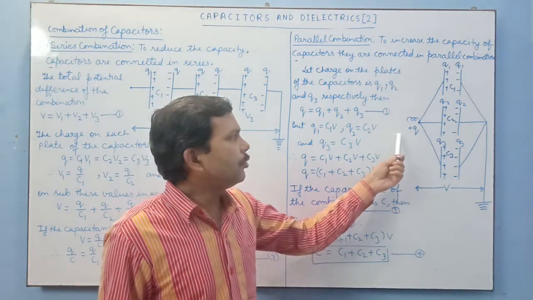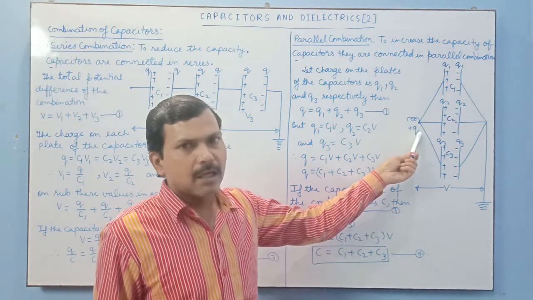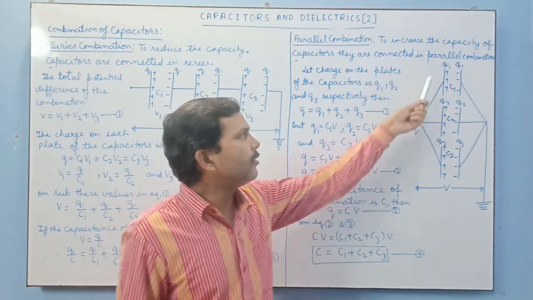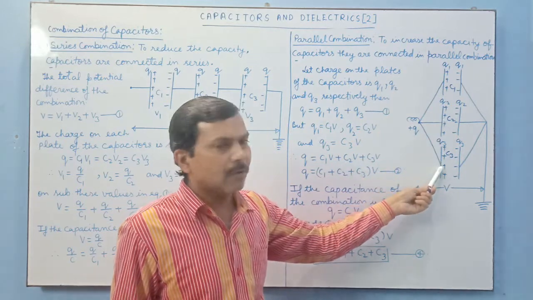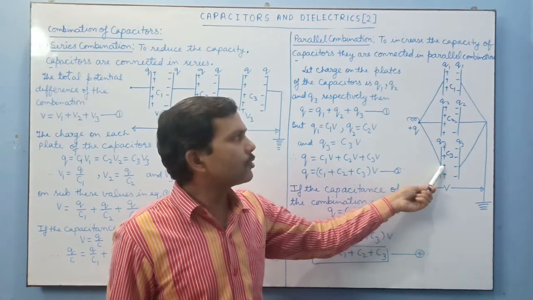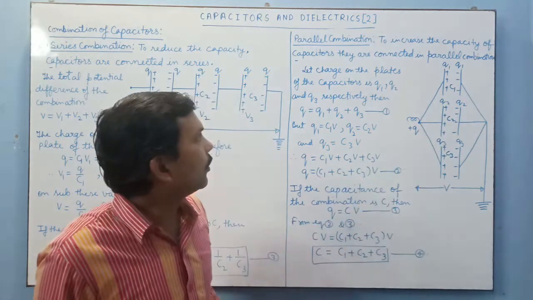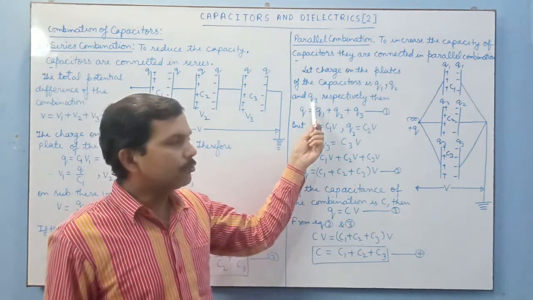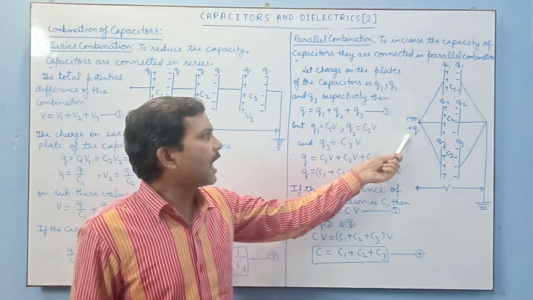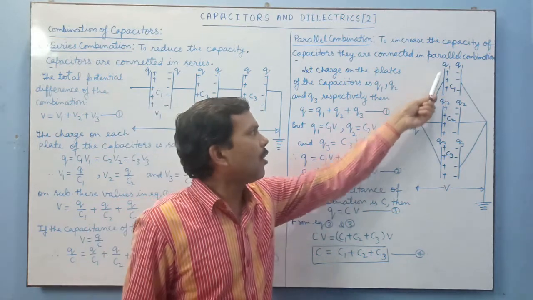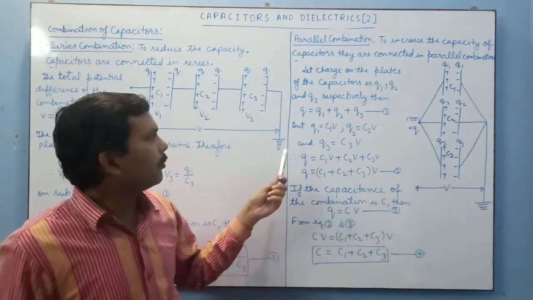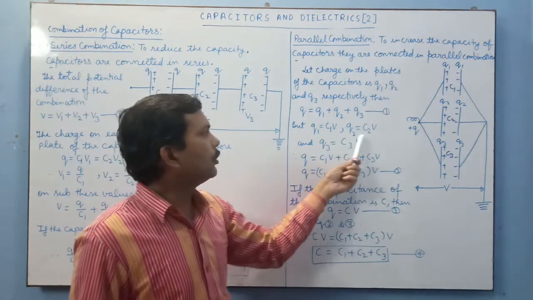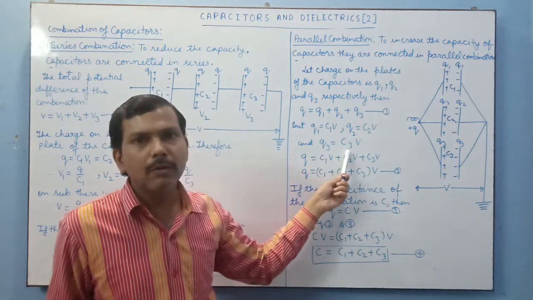Now charge Q is given to the first plates of all the capacitors. This charge is distributed in different quantities on the plates of the capacitors in accordance to their capacitances. So let the charge on the plates of the capacitors be Q1, Q2 and Q3 respectively. Then this total charge will be equal to the sum of Q1, Q2 and Q3. But Q1 will be C1V and Q2 is equal to C2V and Q3 is equal to C3V.